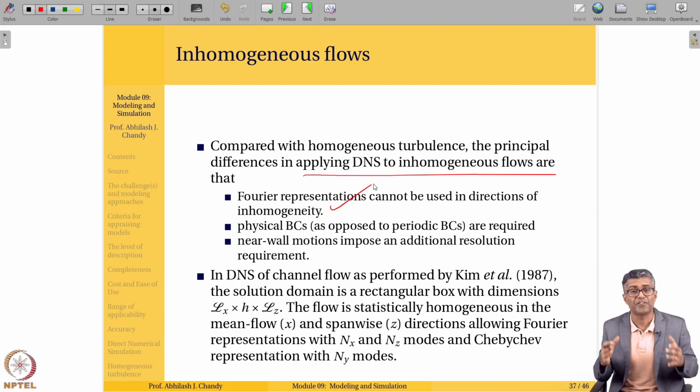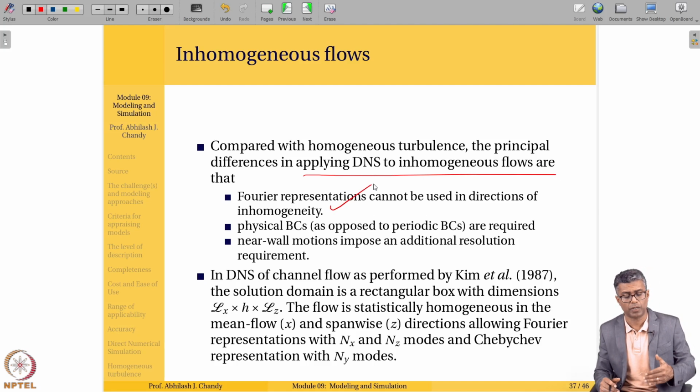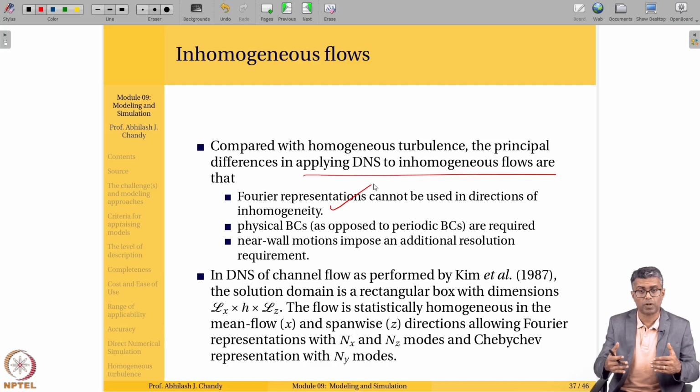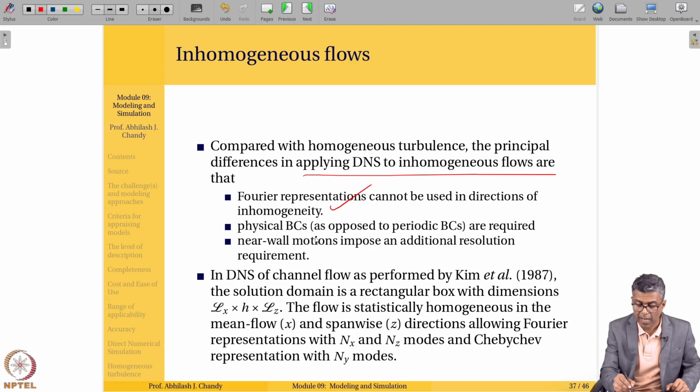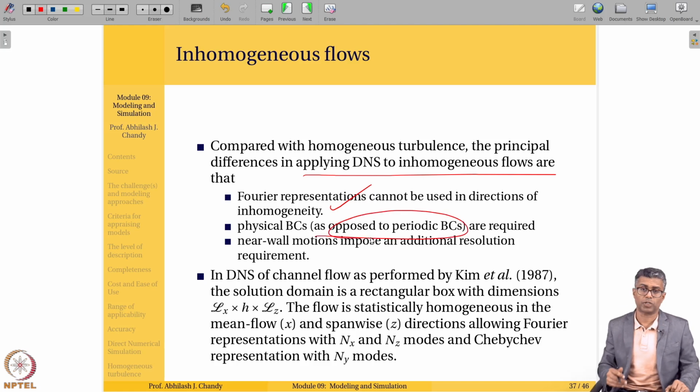Second, you now have physical boundary conditions. What are physical boundary conditions? Walls, no slip boundary conditions, right? Problems where flows are coming in through, say, a nozzle, like in a jet, or where you have fluid coming in through a channel width. Those are not there in homogeneous turbulence. So those are physical boundary conditions as opposed to periodic boundary conditions in homogeneous turbulence.